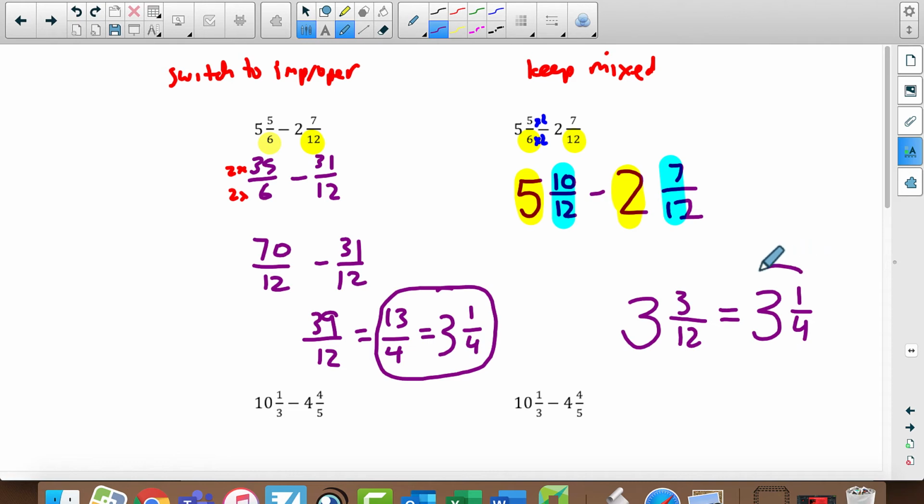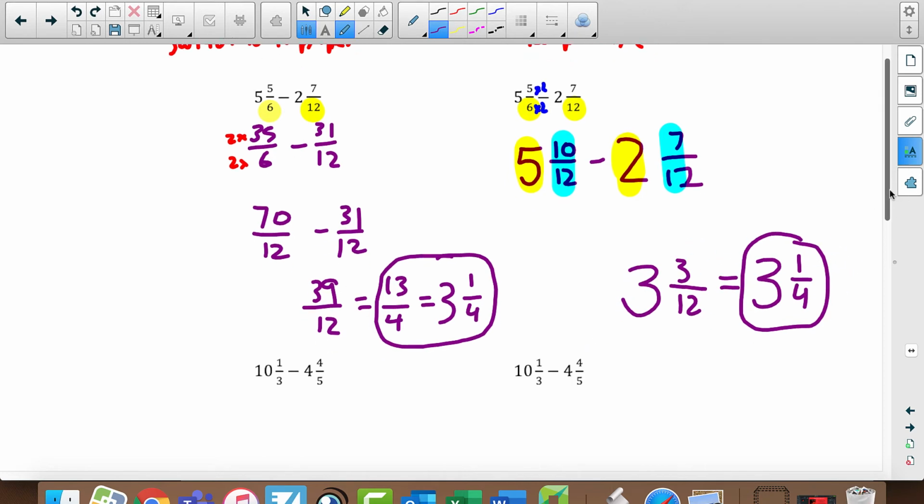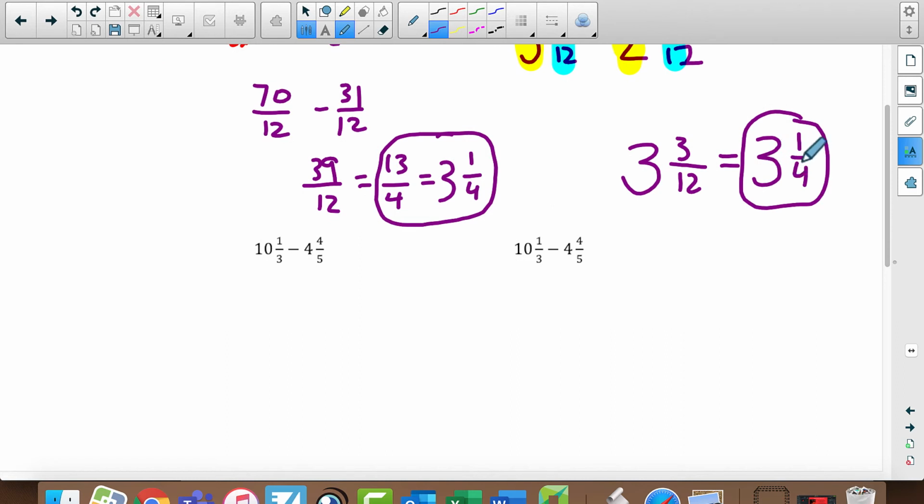Okay, this is a totally great answer. This is not a good answer. Of course, if you wanted to switch this to improper, you could. It's kind of weird, but you could. I actually prefer improper, so you know how to do that. 3 times 4 is 12 plus 1 is 13 over 4, exactly like you got here.